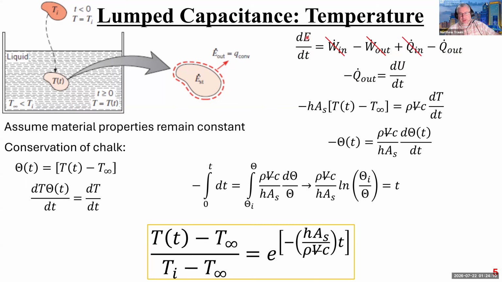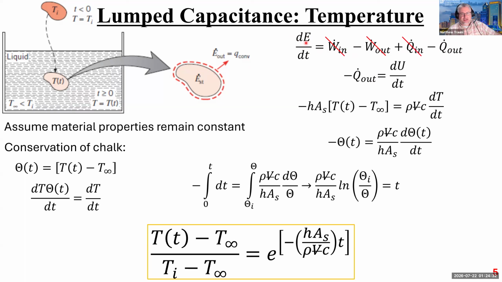So okay, no work. The work terms, or the power terms in this case, go away. There's heat leaving this thing but not entering, so Q dot in is gone and Q dot out stays. So what I'm left with is dE dt is equal to minus Q dot out. And this is, again, closed system.